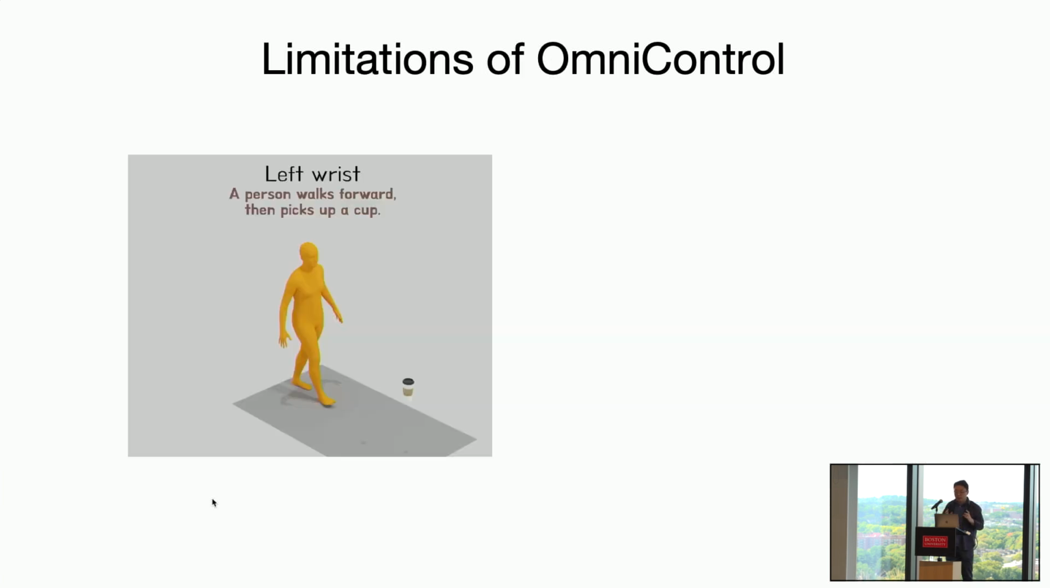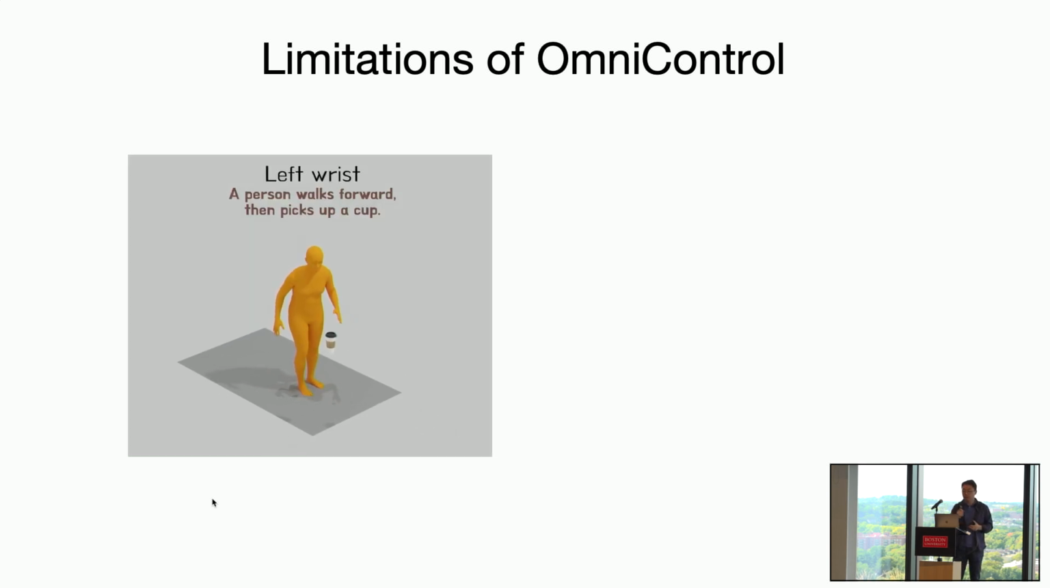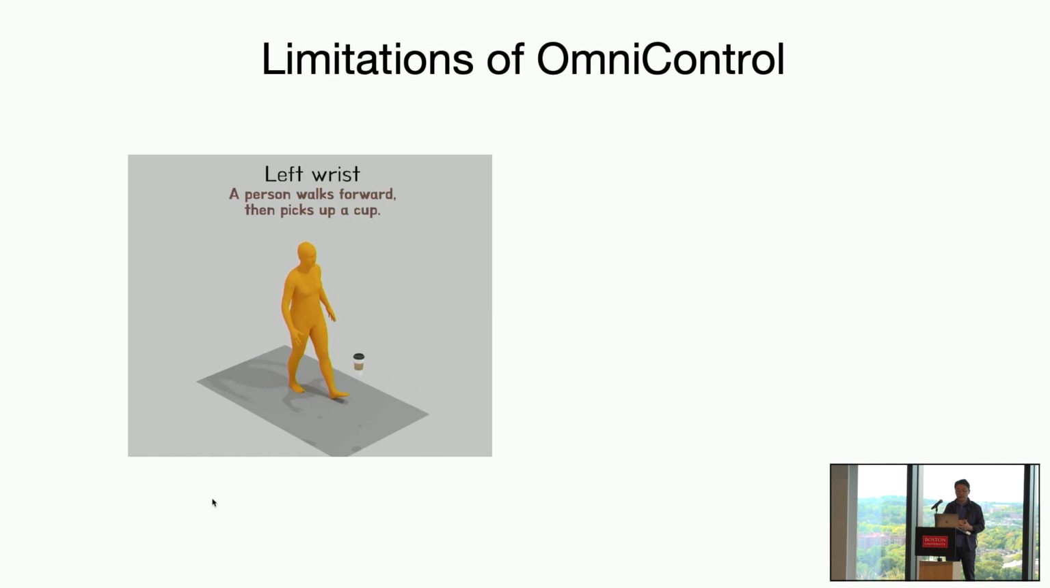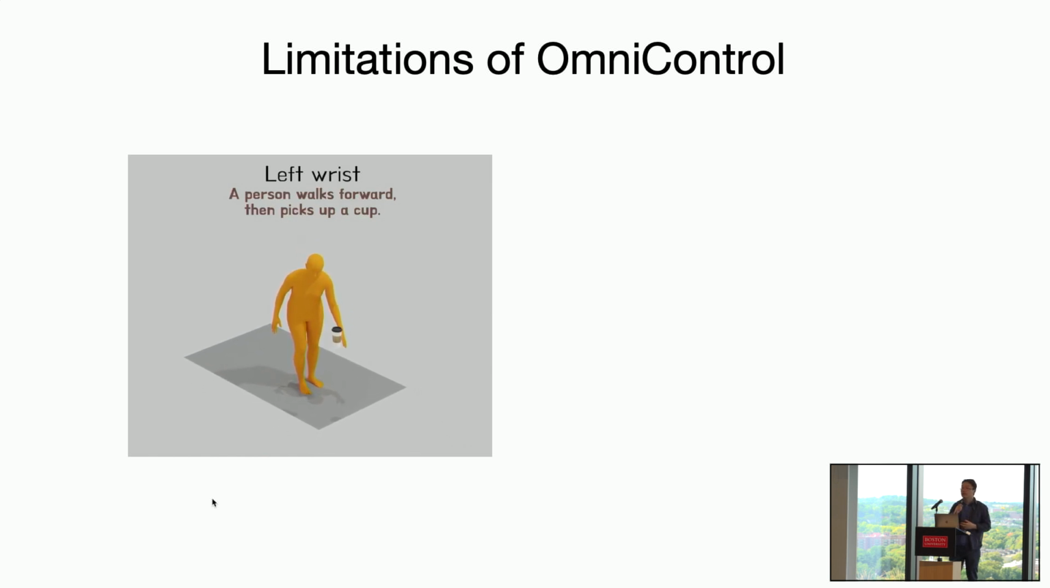Of course, this system may also have some limitations, right? Let me show this result. The control signal is the position of the cup, right? So we like the person to walk to the cup and pick it up, right? So what's the issue? Let me show it again. The issue is at the beginning of the generation, the motion of the human is natural, right? Slowly walks toward the cup.